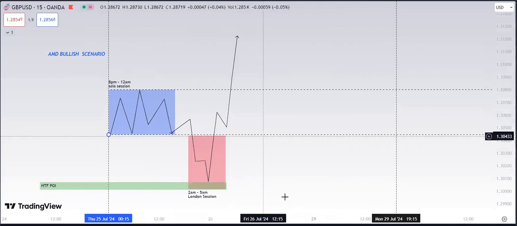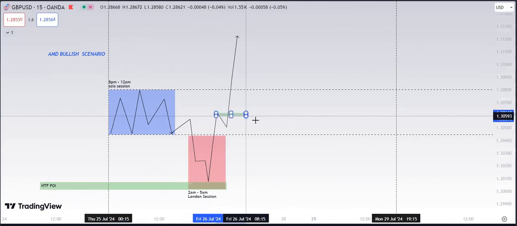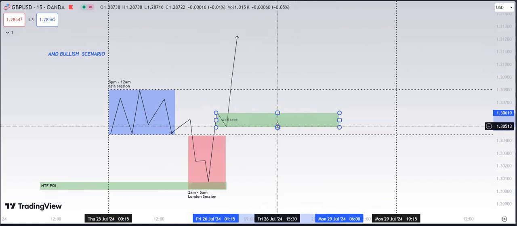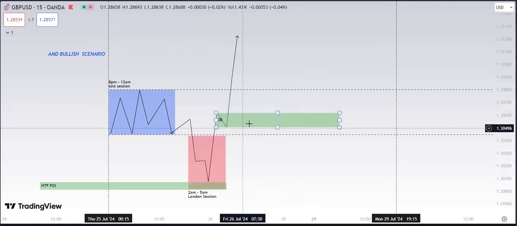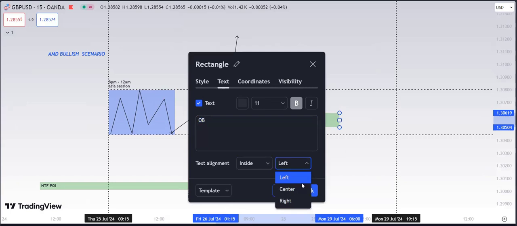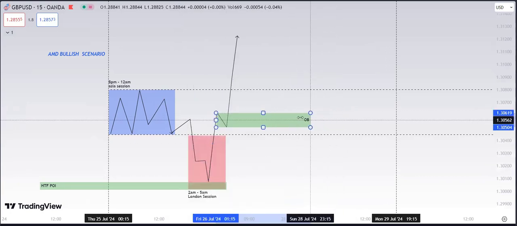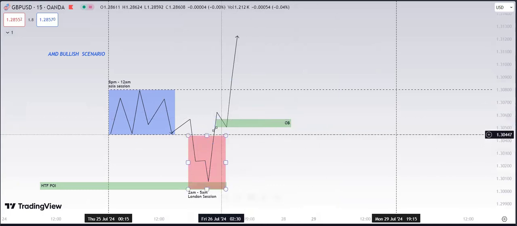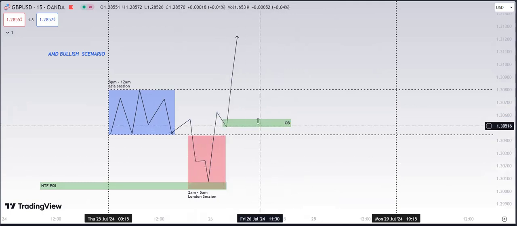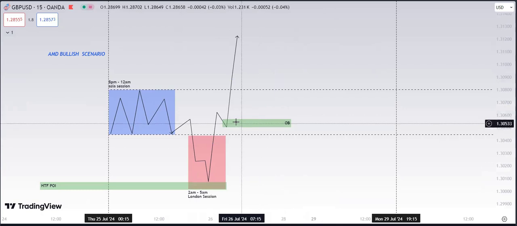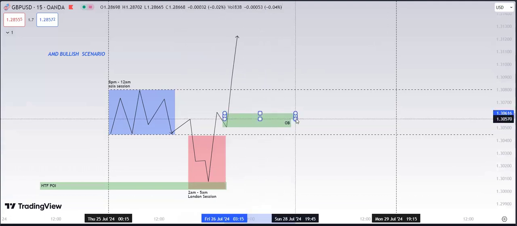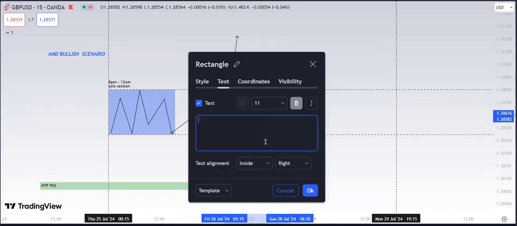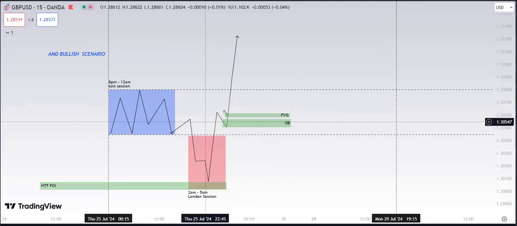Now in a regular sense, this is another block. We could say this is another block, so it's easier for us to understand. But not every time will it be another block. You need to understand it might not be another block all the time. Sometimes it could be a fair value gap.